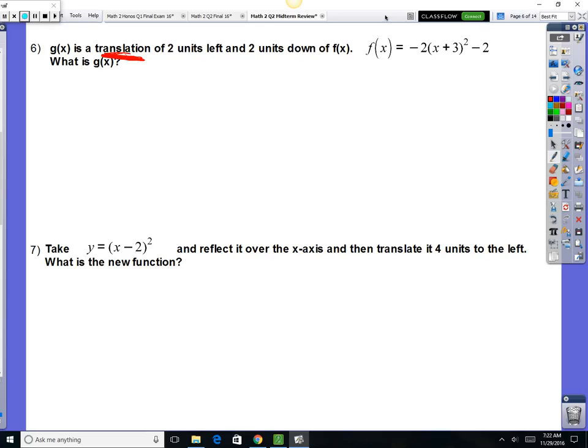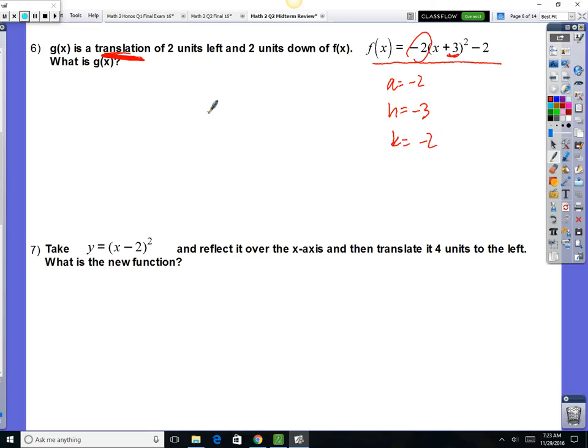Translation. So we're going to take what's given, and we're going to slide it around. So here is what's given, this one right here. On this one, your a is a minus 2. Your h is a minus 3. And your k is a minus 2.